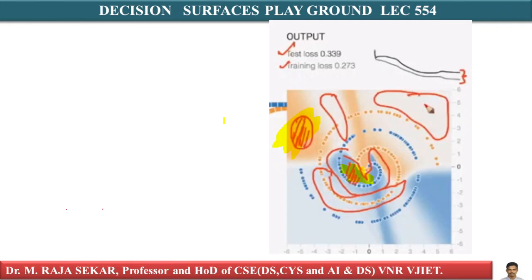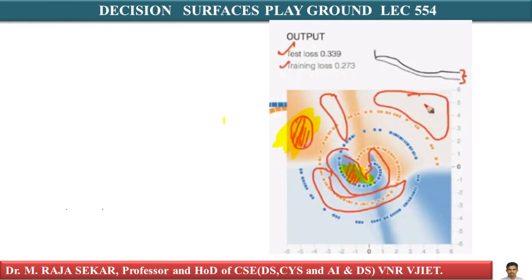Light blue, you have light blue. Basically says that light blue means what? That it is not sure whether it is blue or not. Light orange is once again not sure. Deep orange basically says that it is class 1. Deep blue means it is sure that it is class 0. Others, it's not very sure, isn't it?